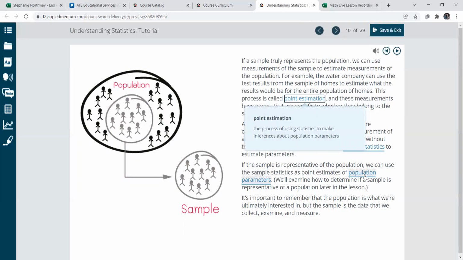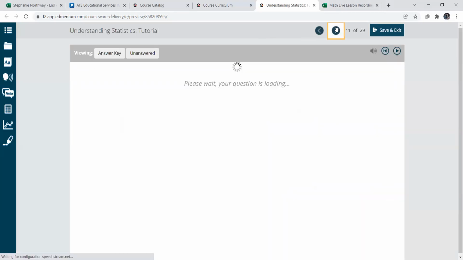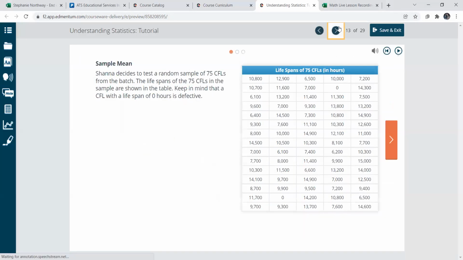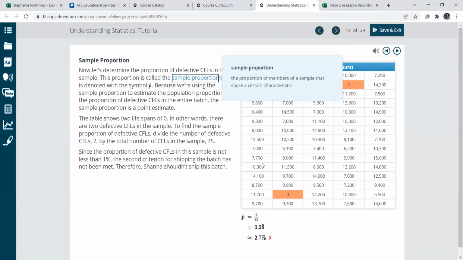Point estimation, the process of using statistics to make inferences about the population parameters. Sample statistics, a measurement of a sample characteristic. Population parameters here, a measurement of a population characteristic. Now this will let you do that on your own. You just give a couple examples. Okay, sample mean. Sample proportion.